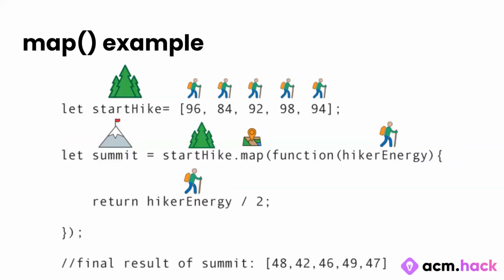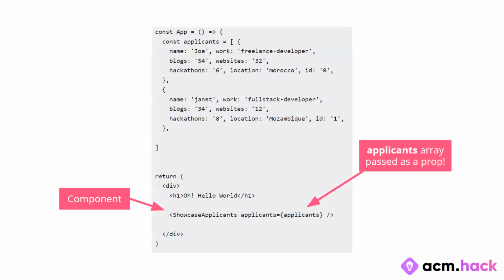This is more what it would look like in code, and it shows the map syntax. We have the start hike energy levels array, and then dot map, and then the function that we're passing into it. Then we define our function beneath it, returning the hiker energies in the start hike array. And you can see the final array at the bottom. This is a small example, but it's something that helped me visualize it more.